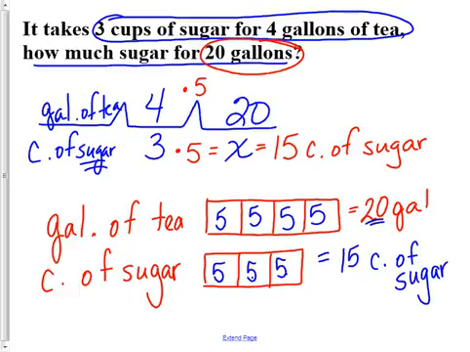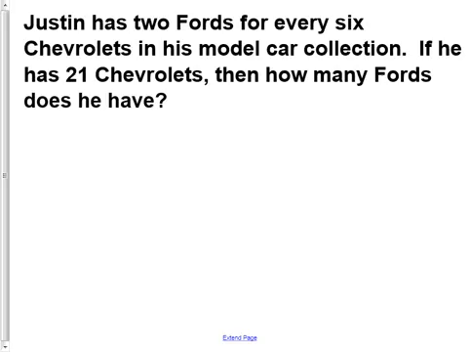And that's a tape diagram. And that is a great way to show relationships as well. Looking at another one. Justin has 2 Fords for every 6 Chevrolets in his model car collection. If he has 21 Chevrolets, then how many Fords does he have?